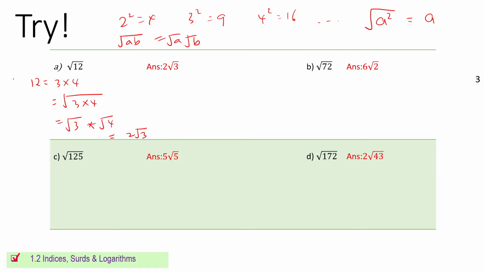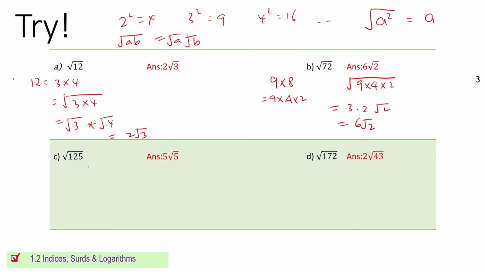And then the second one is 72. We can have 9 times 8 equals 72. And we know that 9 times 4 times 2, where my 9 is a perfect square and my 4 is a perfect square. So the surd 72 I can rewrite as 9, 4 times 2. And then I have the 3 multiplied by 2 square root of 2, which is 6 square root of 2.